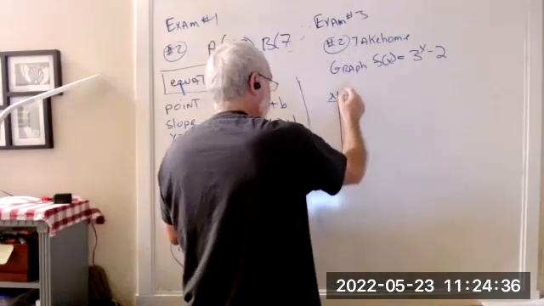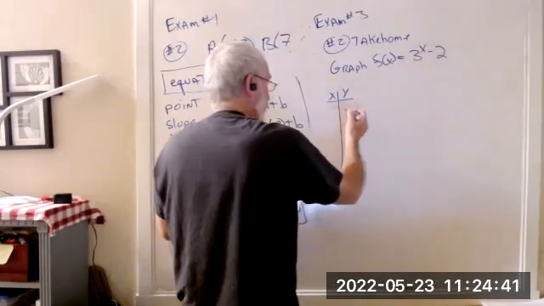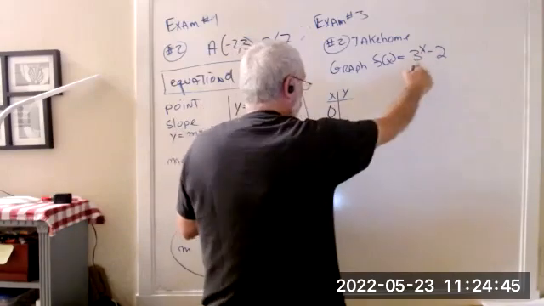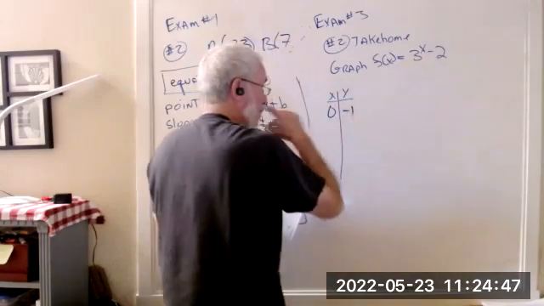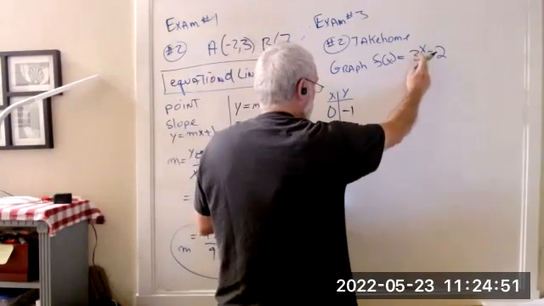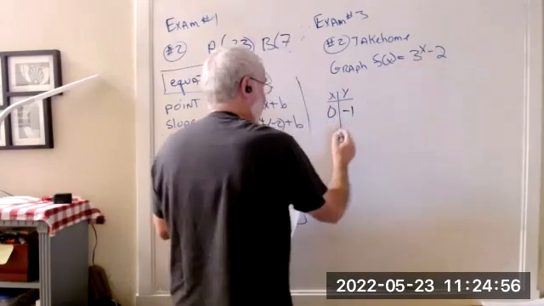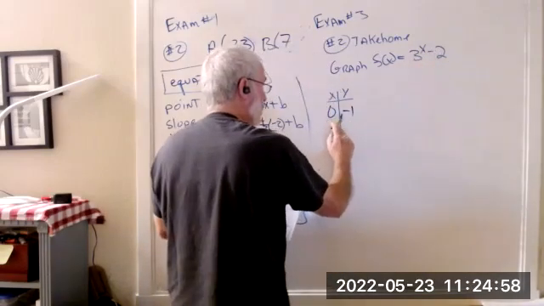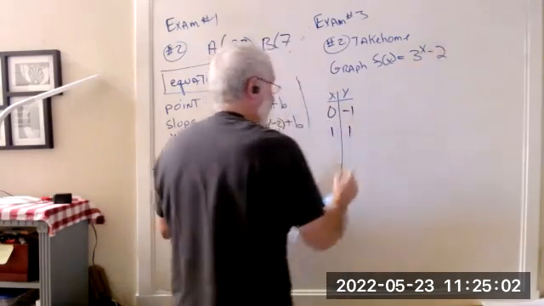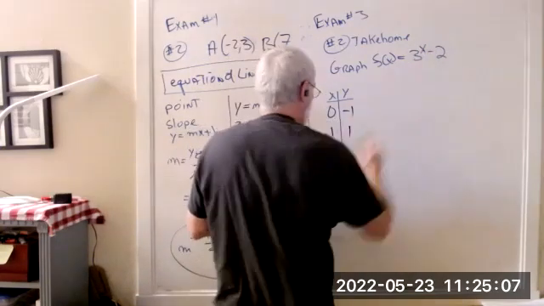We're going to start with the table of values. If x is 0, then 3 to the 0 is 1, and 1 take away 2 is negative 1. If x is 1, 3 to the 1 is 3, take away 2 is 1. If x is 2, 9 take away 2 is 7.